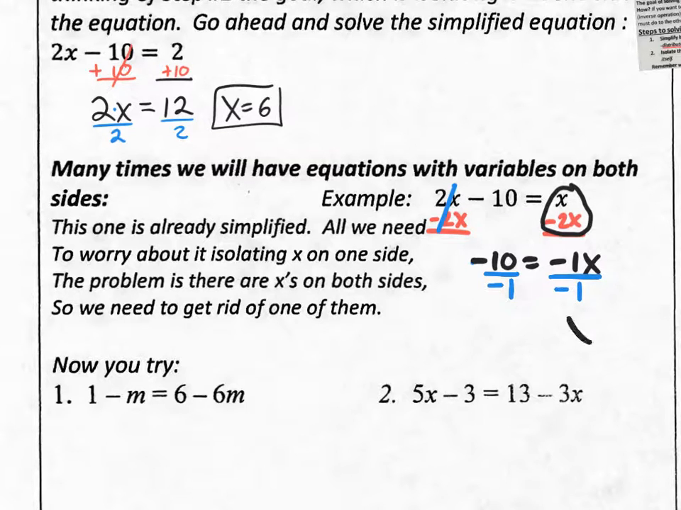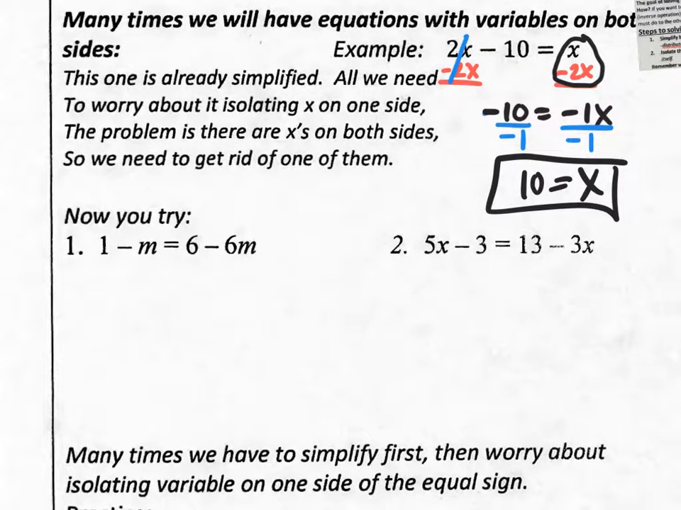And you will have x equaling negative 10 divided by negative 1. That's positive 10. So let's have you guys try. Now, as you can see, on these two, these equations are already simplified. If you look at the left side, there's no distributive property. Look at the right side, there's no distributive property or combining like terms. So these two are already simplified.